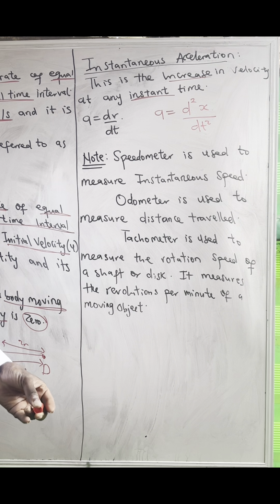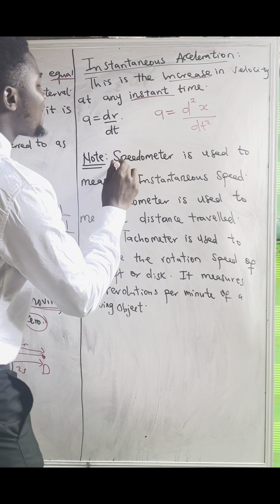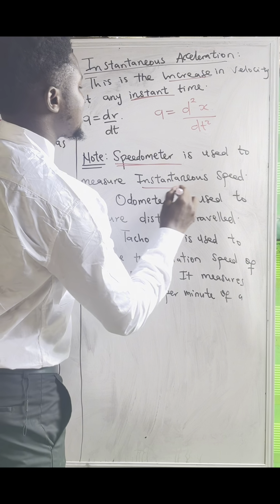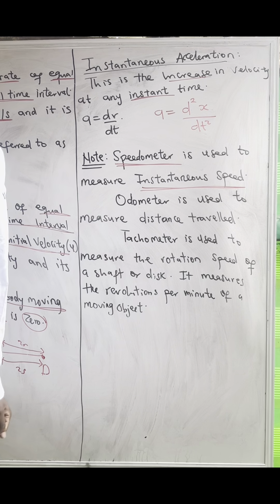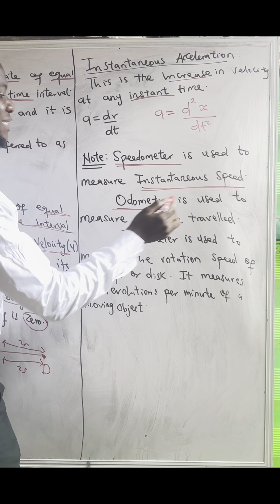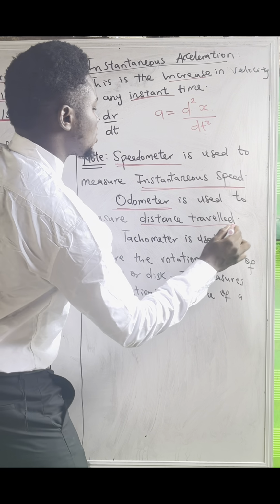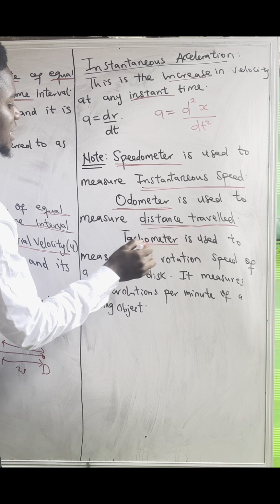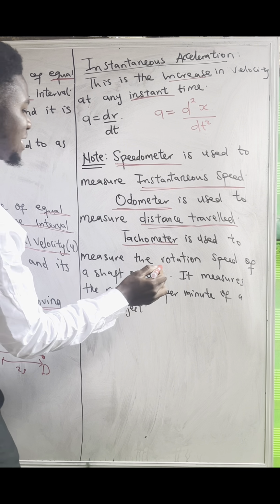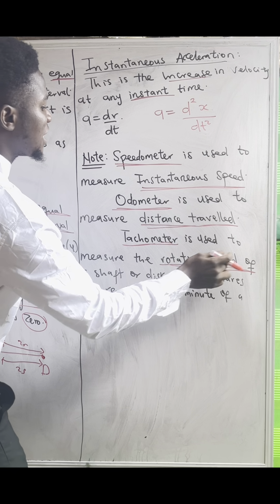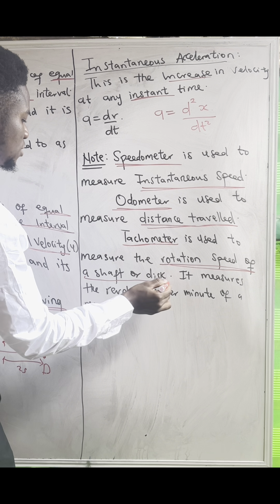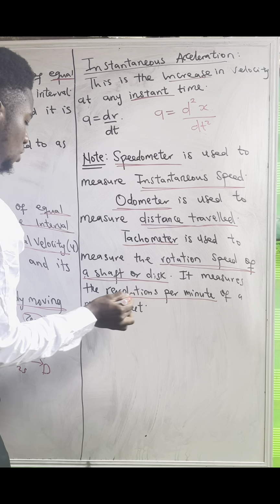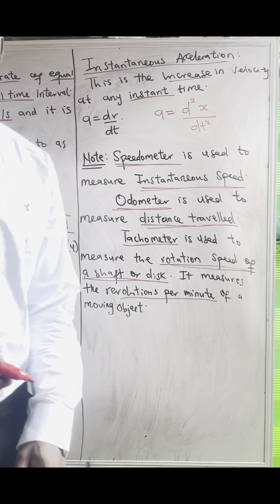Then before I move on to some examples, you have to know that we have an instrument known as a speedometer. Speedometer is used to measure instantaneous speed. We have an instrument we know as an odometer. It is used to measure distance travelled. Odometer is used to measure distance travelled. And we also have an instrument we call a tachometer. Tachometer is used to measure the rotation speed of a shaft or disc. It measures the revolutions per minute, RPM, of a moving object. So let's look at some examples, guys.